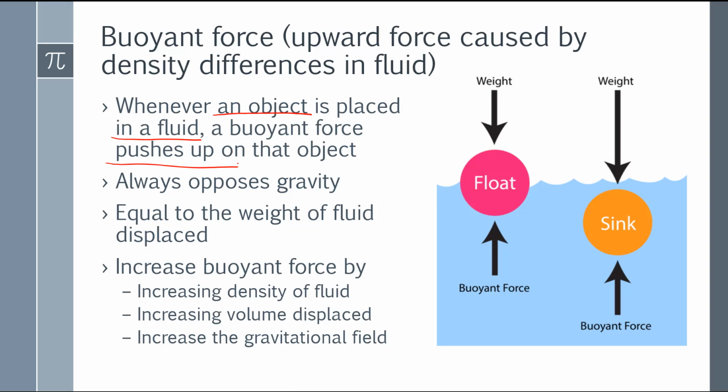The size of the buoyant force is equal to the weight of the fluid that you've displaced. For example, if you place a ball in the water, you have to move a certain amount of water out of the way to get that ball there. The upward force on the ball is equal to the weight of that volume of water that you displaced.